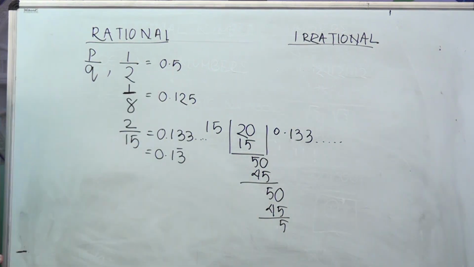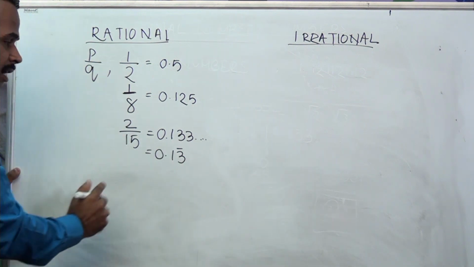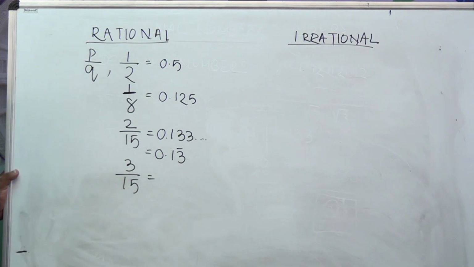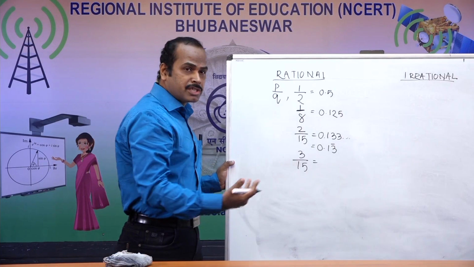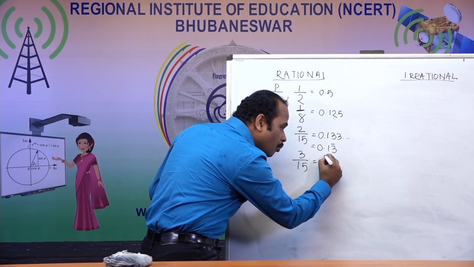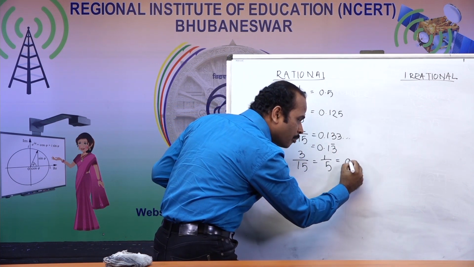That means I can tell it is 0.13 bar. This bar notation is given to represent the repeating part of the decimal number. Here 0.1333 and so on is written as 0.13 bar. The bar is given on 3. Now, as 2 by 15 becomes 0.13 bar, if instead of 2 by 15 it is 3 by 15, what will be the result? If it is 3 by 15, this can be reduced and you will find it is 1 by 5. And 1 by 5, if you go on dividing, you will find it is 0.2.